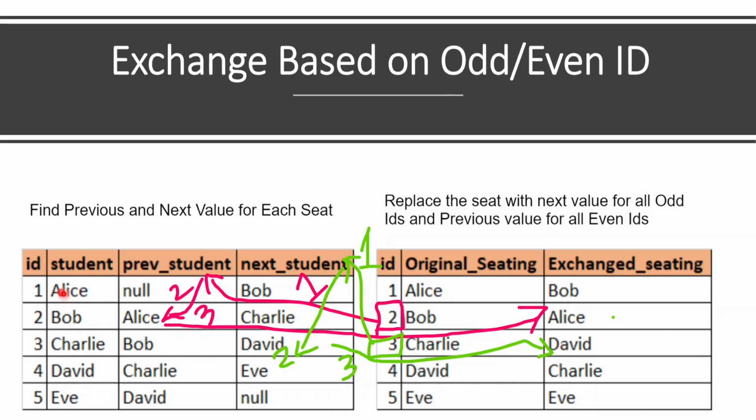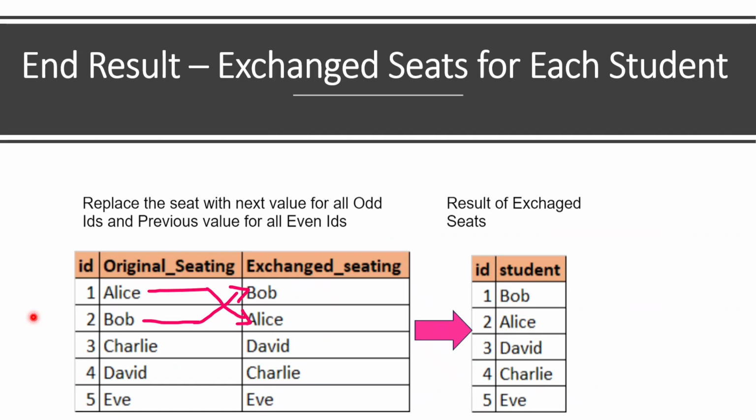This is how we are going to give the instruction to the programming engine. In case it's an odd number, take the next value. In case it's an even number, take the previous value. This is the logic we are going to perform, right? And at the end of that process, we are going to get the expected result.